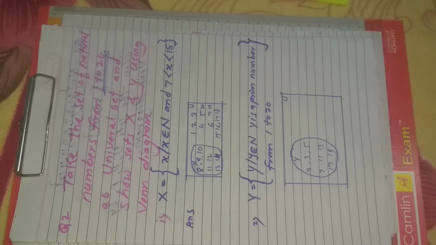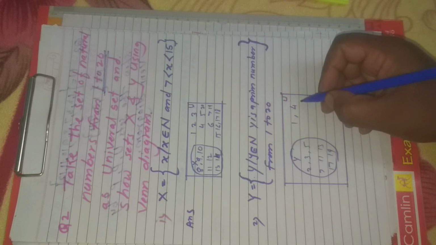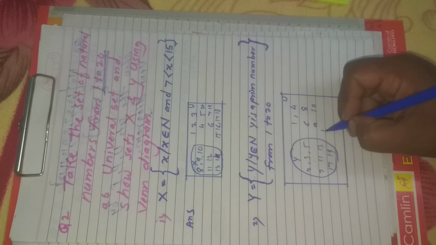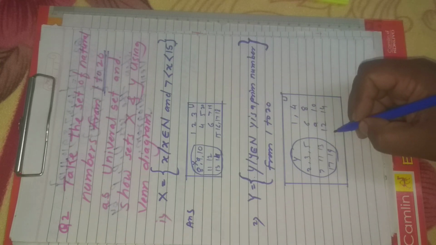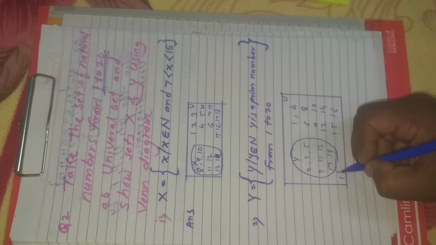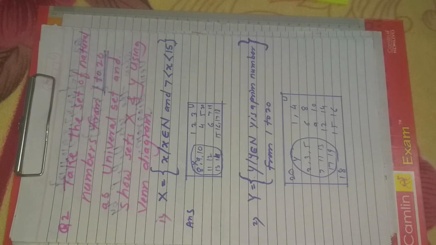Among the first 20 numbers, these 8 are prime numbers, and the other numbers remaining from 1 to 20 are 1, 4, 6, 8, 9, 10, 12, 14, 15, 16, 18 and 20. So like this we have to draw the Venn diagram, and the remaining questions we'll see in the next video.